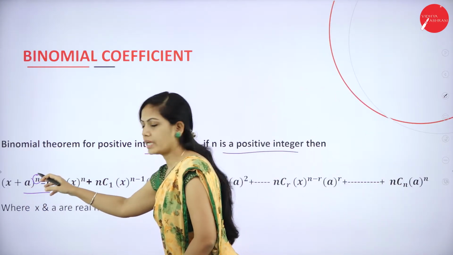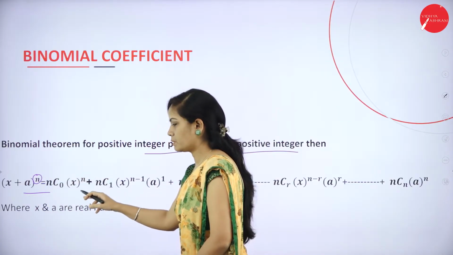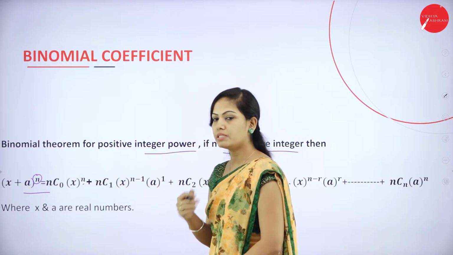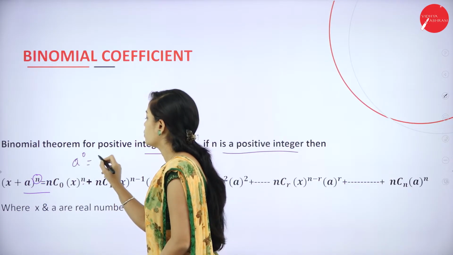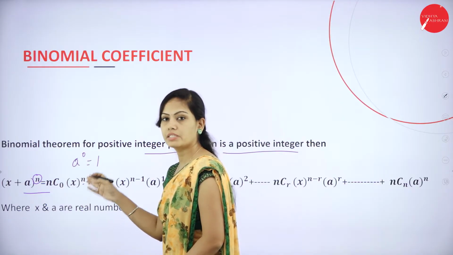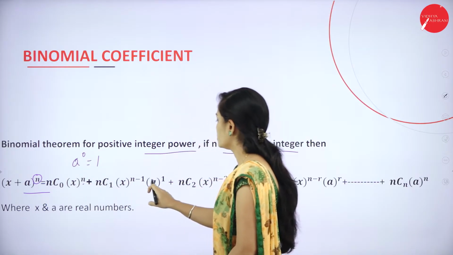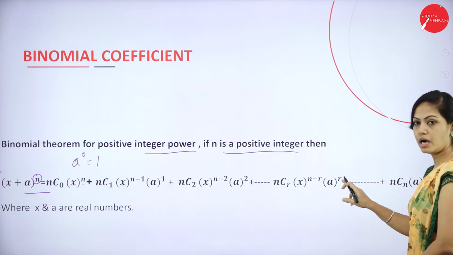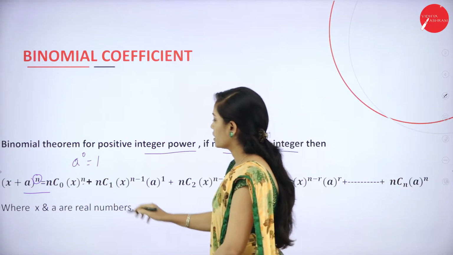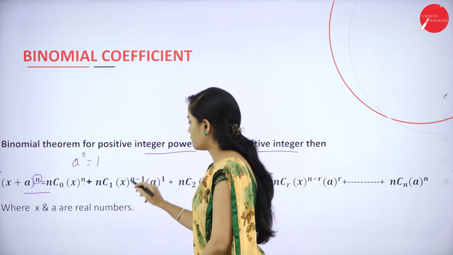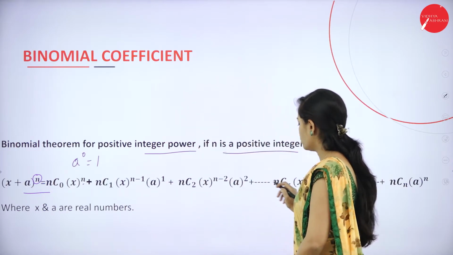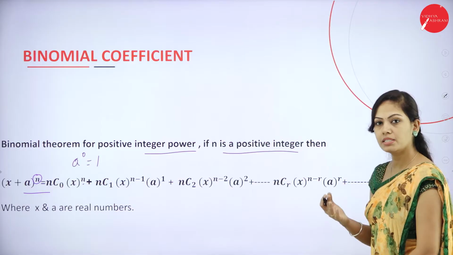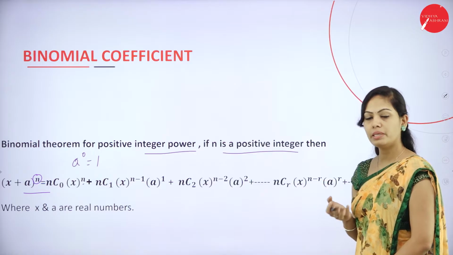(x + a)^n is equal to NC0 x power n into a power 0. A power 0 means, if your power value is 0, it is always equal to 1. So 1 means directly you can write it is a power 0. And a power 0 changes to a power 1. A power 1 changes to a power 2, a power 2 to a power r up to a power n. And x power n, x power n minus 1, x power n minus 2, x power n minus r up to x power n minus n. n minus n means it is 0. So x power 0 means it is 1.